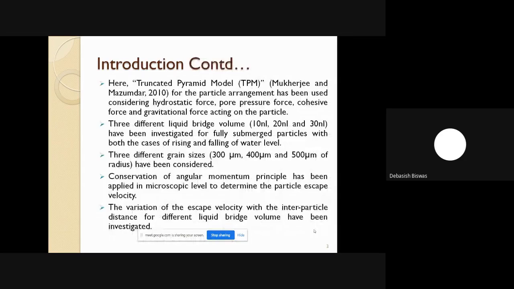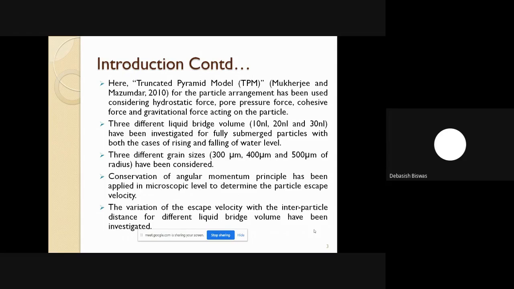Here we have used the truncated pyramid model for the particle arrangement. The truncated pyramid model is based on the fact that particles tend to be deposited in a stable position, and that each particle will lie at the top of two particles with a small volume of water or liquid bridge between the particles. The geometry of the arrangement of the particles, their dimensions, and parameters like interparticle distances and volume of water bridge will determine the geometry of the bank.